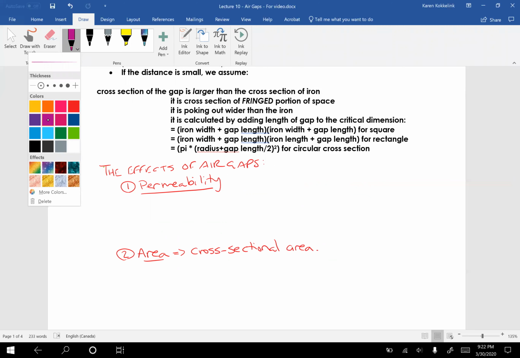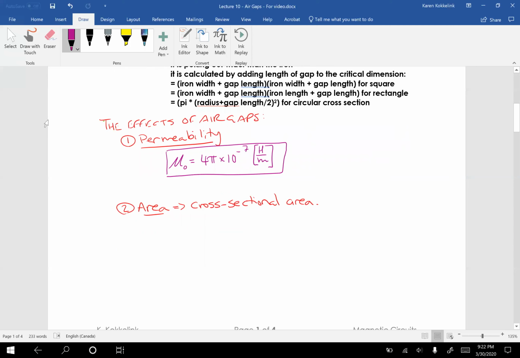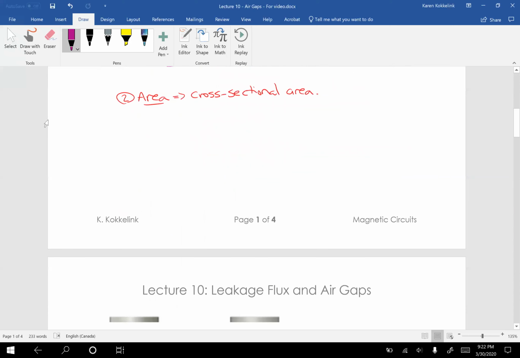The permeability in an air gap is that of air or free space, which you know is 4 pi times 10 to the negative 7 henries per meter. The permeability of free space is always this value. Air is as permeable as free space. Plastic, fiberboard, and brass are assumed to have the same permeability of free space. And the other effect is the cross-sectional area in the gap.